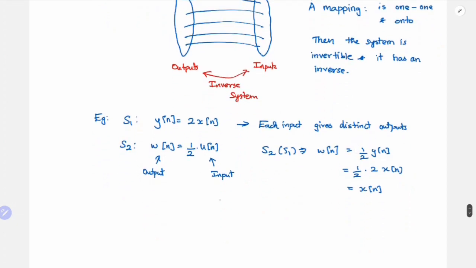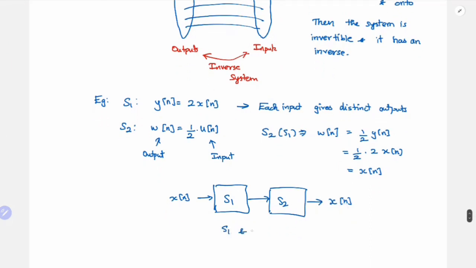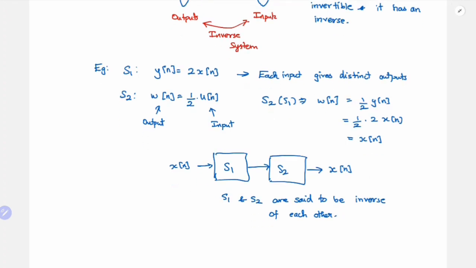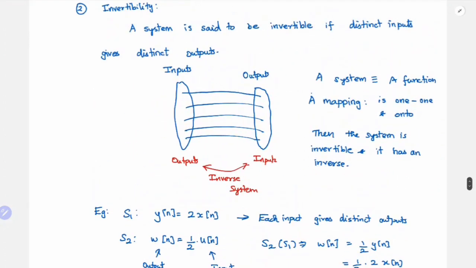So if you have two systems and if you pass the signal x of n through S1 and S2 and you get the same signal x of n outside, then S1 and S2 are said to be inverse of each other. So this is basic mathematics, right? You should have learned it in functions. Okay. So this is with the invertibility property.